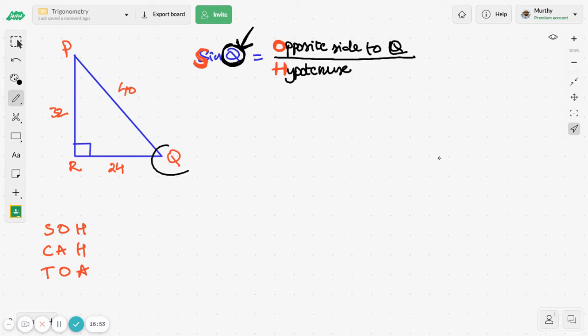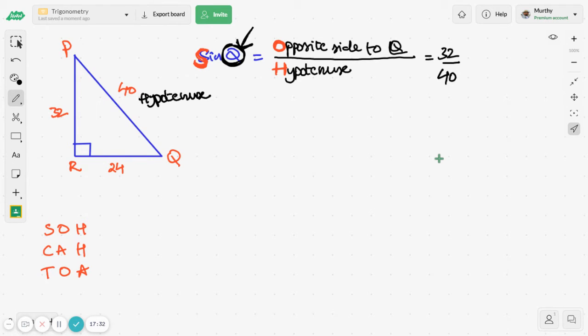Hypotenuse. So I see that Q here, and the opposite side to angle Q is 32 units. It is 32 units over hypotenuse. You can see that hypotenuse never changes. Hypotenuse is the longest side. Okay, so this is 40 units.